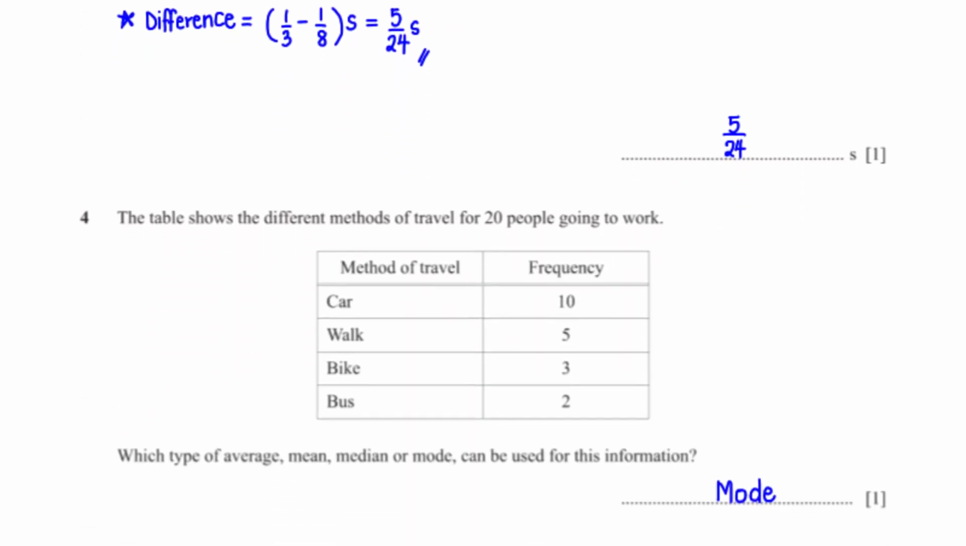The table shows the different methods of travel for 20 people going to work. Which type of average, mean, median, or mode can be used for this information? In this case, we have categorical data, which means the mean or median would make very little sense. The best average would be the mode because it tells us what the most common category is.